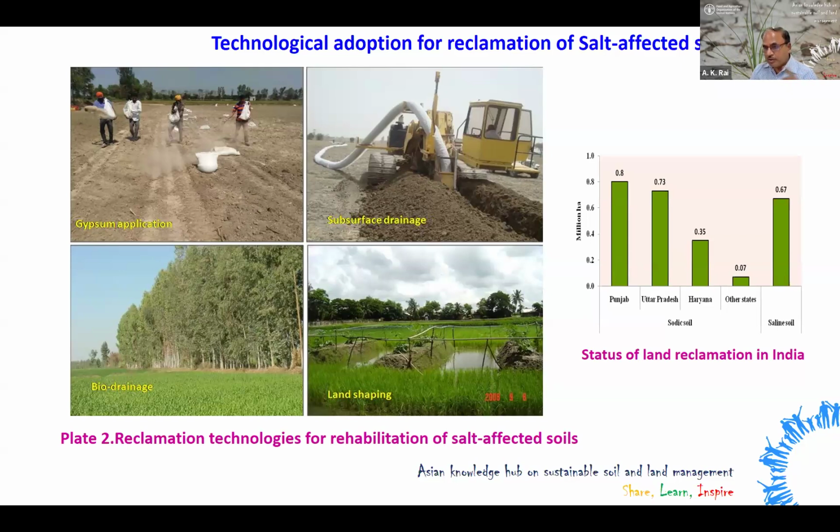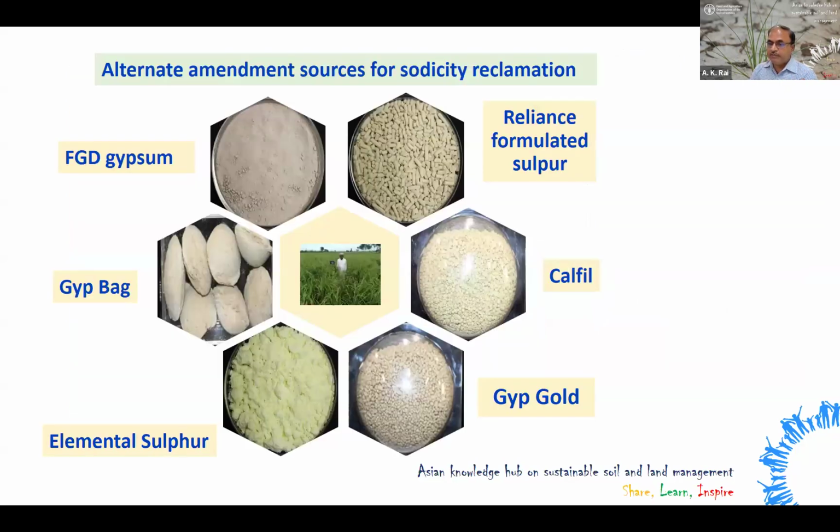So just to link that circular economy aspect, we have developed several formulations based on sulfur and FGD gypsum, so that a specific problem can be solved. And we are testing it in active collaboration with the farmers. Our sulfur industrial partner is Reliance Industries Limited, and this is our in-house development by our scientists. We were able to test it, and we found that these are a good alternative to the mined gypsum.